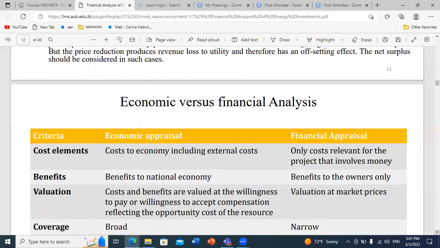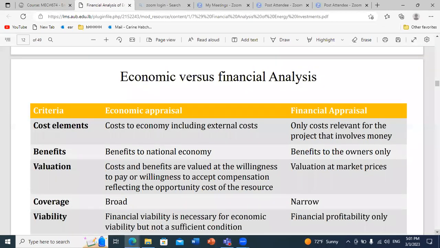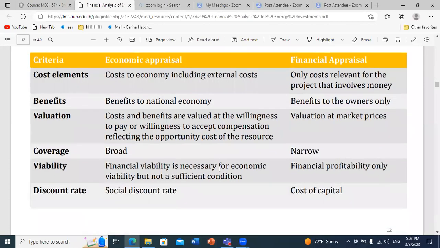So in summary, this table summarizes for us economic versus financial analysis. So we have several costs. In case we are talking about cost of elements, cost to economy will include also external costs, as we mentioned, effects on health, effects on environment, while in financial appraisal, we just take care of costs that are relevant for the project that involve money. Concerning the benefits, in economic appraisal, we take the benefits to the national economy. However, in case of financial appraisal, we just take into consideration benefits to the owners of the project.